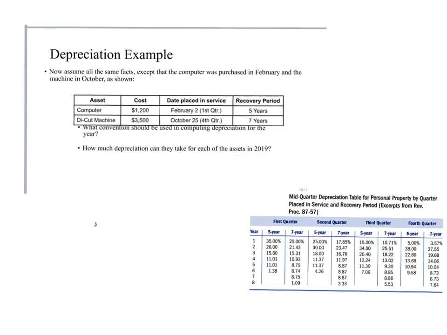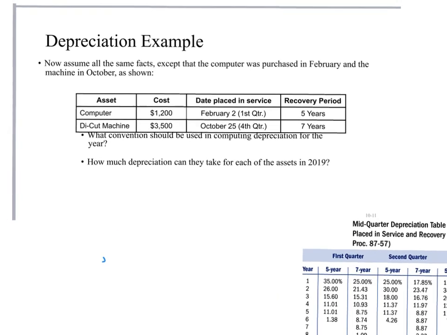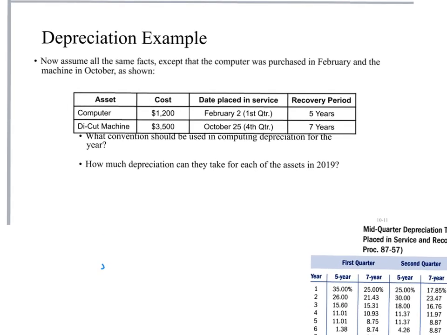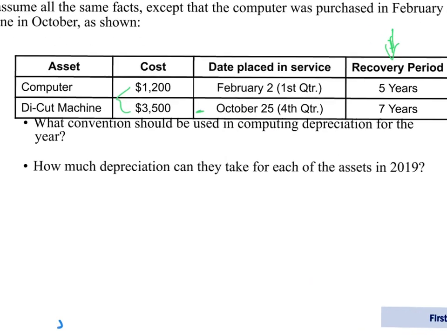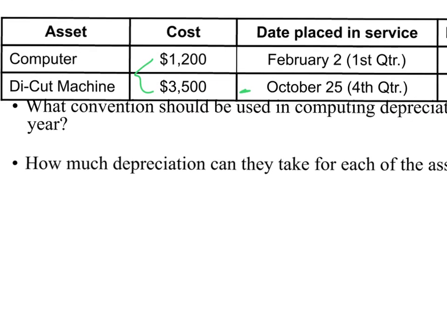All right, so now we've changed our situation just a little bit. Okay, we've got the same facts, so we have the same recovery periods. Those have already been given to us, but now we've changed our dates placed in service. We still have the same $4,700 of equipment, but now if you'll notice, the die cut machine was placed in service in the 4th quarter, and the computer was placed in service in the 1st quarter. So we have to test for which convention we're going to use.